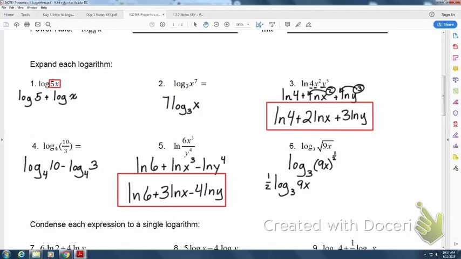And now whenever I expand that, this 1/2 has to be on both of them. So whenever I expand this, I can write it one of two ways. I can either write 1/2 and then use parentheses, log base 3 of 9 plus log base 3 of x. Or I can just write it on both logs.